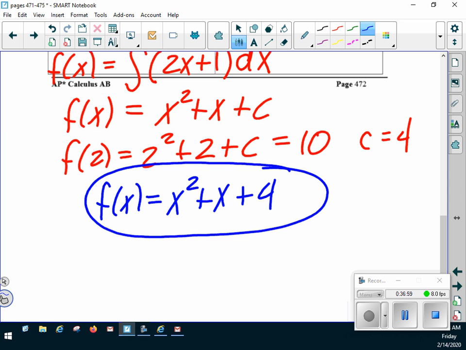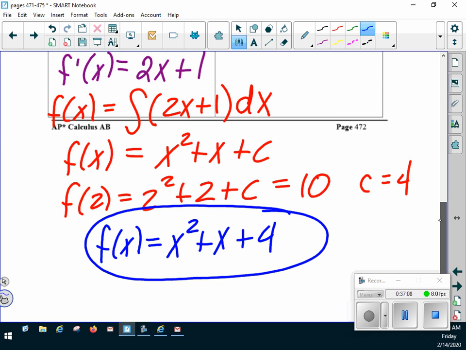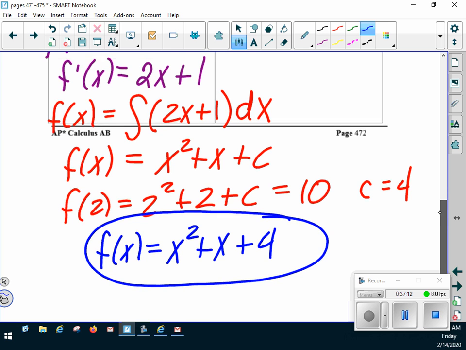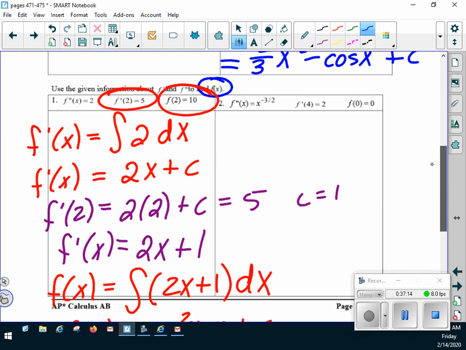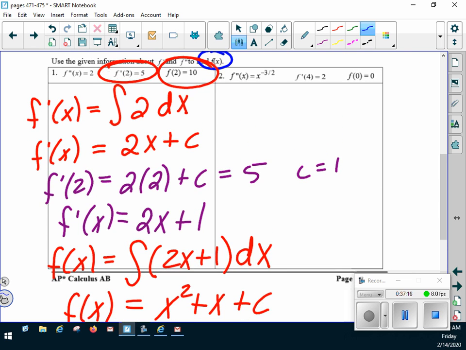Question? Why couldn't we go straight to like f of x equals the integral? Yeah. It doesn't work that way. You can't, because that's just a double.